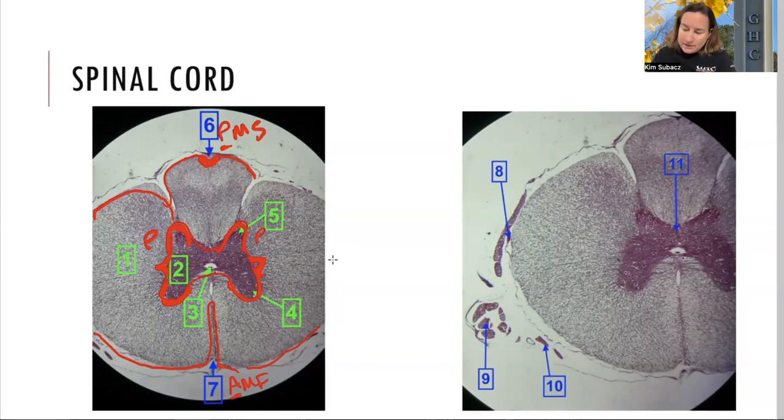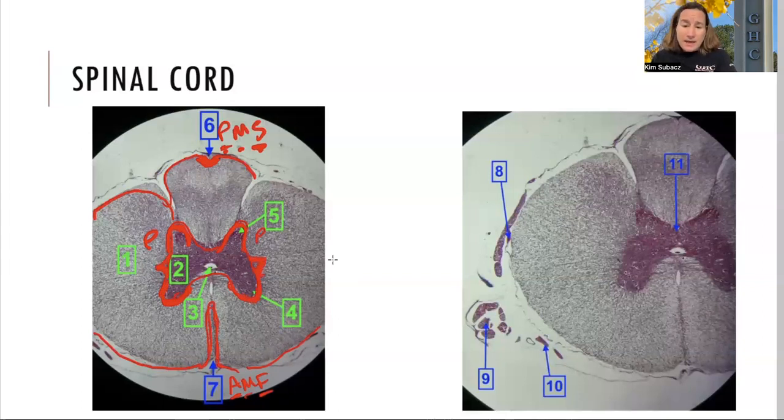The white matter is going to have 2 places where it dips in. One of them is shallow, so it's a sulcus, the posterior median sulcus, abbreviated PMS. I hope that sticks with you. And then we have the anterior median fissure because it's super deep. So this big groove right here is the anterior median fissure, anterior side, anterior horn of gray over here.